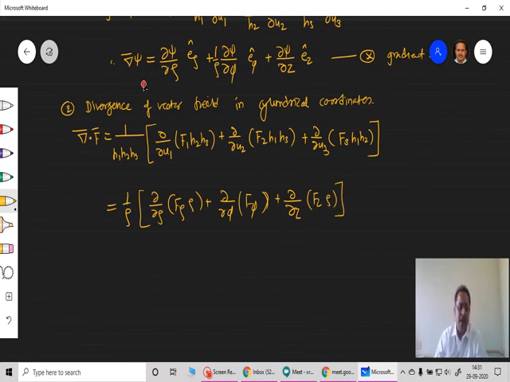So this is how I got the divergence of the vector field in cylindrical coordinates. This is another important equation. Remember, all these equations we are going to use in chapter 3, the partial differential equations, as well as in special functions. So this is divergence.